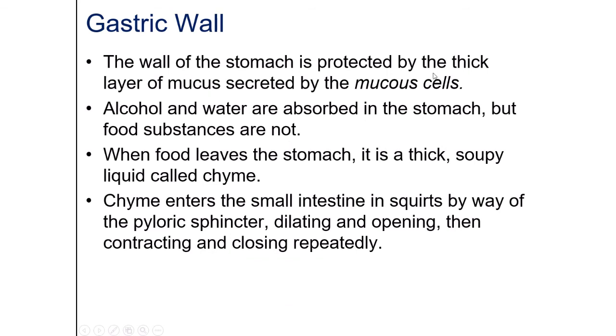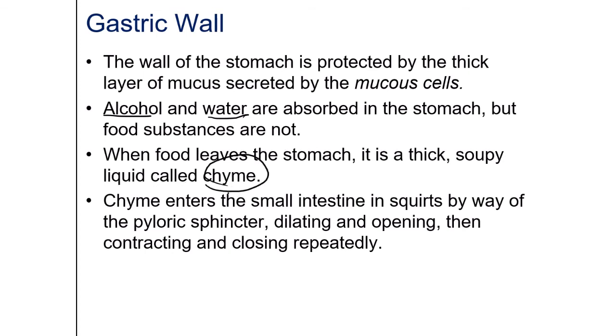We talked about the mucus cells that produce a thick layer of mucus to protect the stomach, and because of this thick layer, it's impossible to absorb anything in the stomach, and the foods aren't ready to be absorbed anyway. They were not completely broken down. The only things that could go through the mucus layer are alcohol and water. When food leaves the stomach, it is a thick soapy liquid called chyme.